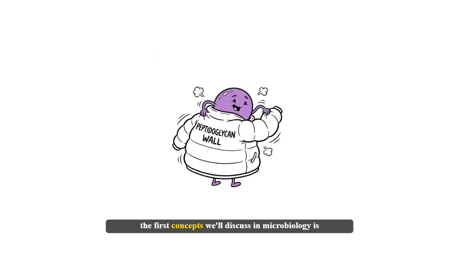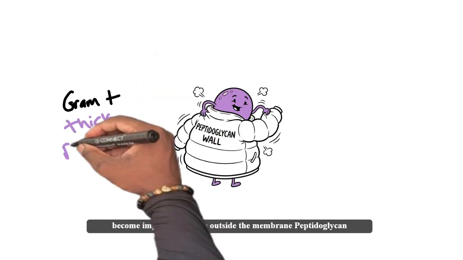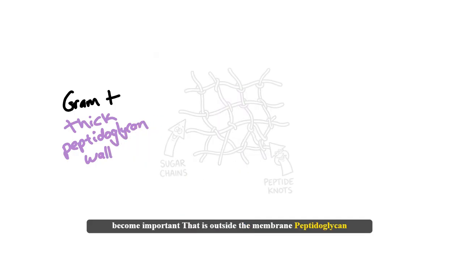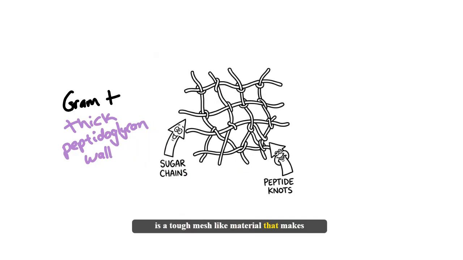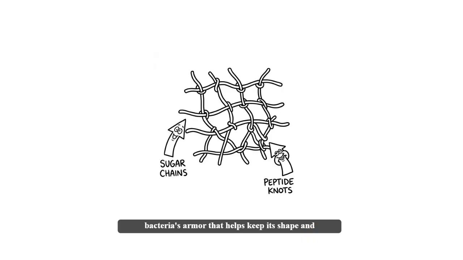So, one of the first concepts we'll discuss in microbiology is staining. Gram-positive and gram-negative is just shorthand for the cell envelope, meaning what's around the cell. For gram-positive, the envelope is a thick peptidoglycan wall, that word will become important, that is outside the membrane. Peptidoglycan is a tough mesh-like material that makes up the cell wall of bacteria. Basically, the bacteria's armor that helps keep its shape and stop it bursting from water pressure. In slightly more detail, it's made up of sugar chains that cross-link by short peptides, peptides being little tiny protein bits. So in total, just think of it like netting reinforced with knots.